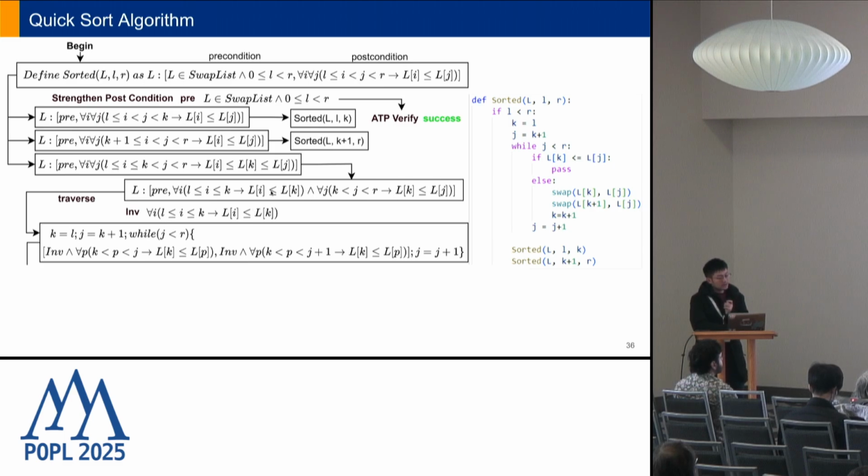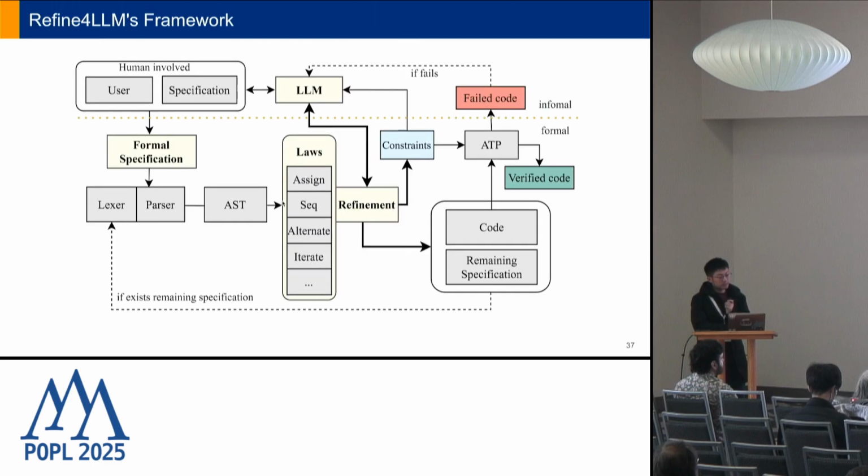So the quick sort is to find a k such that all the elements before the k is a sorted list, and all the elements after the k is a sorted list, and all the elements before the k are less than all the elements after the k. So we can just build a specification and refine them step by step. And with the advanced law, we can save a lot of time for refinement and proof.